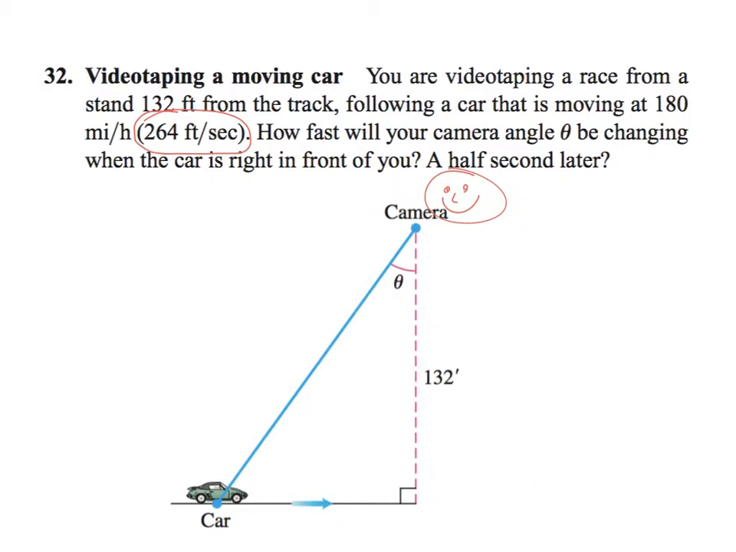How fast will your camera angle theta be changing when the car is right in front of you a half second later? So first of all, when you read this question, you realize they really snuck in an extra problem on you. They're first asking how fast your camera angle theta will be changing when the car is right in front of you. That's really like question A. And then a half a second later, that's question B. There's two different situations. And truthfully, none of those situations exactly is represented by this picture, right? By the time the car is right in front of you, it's actually right here.